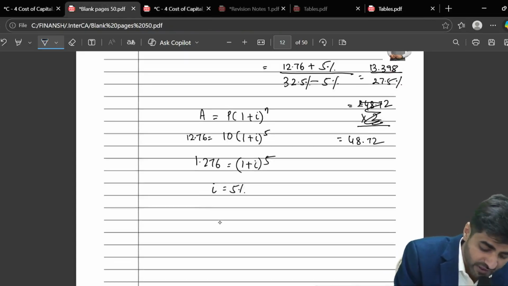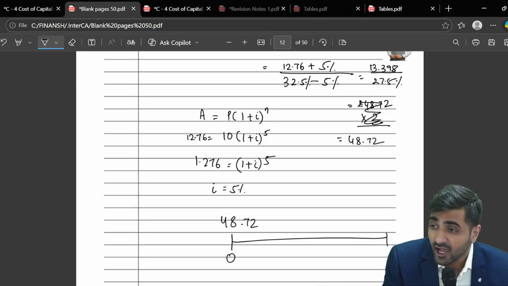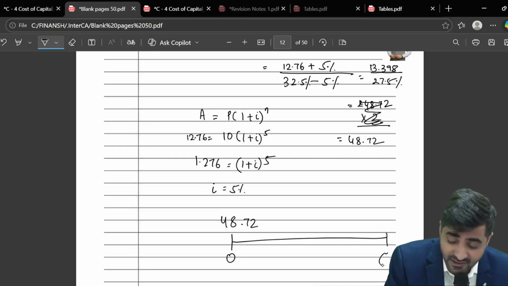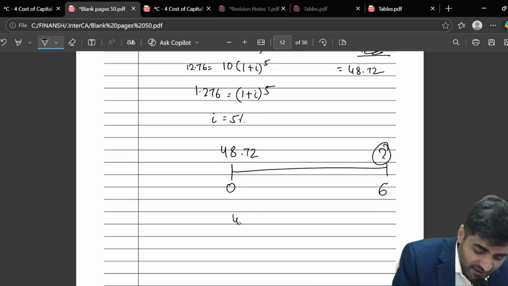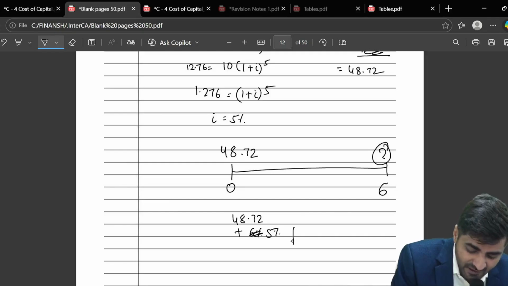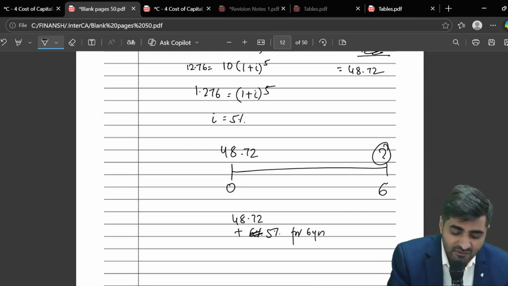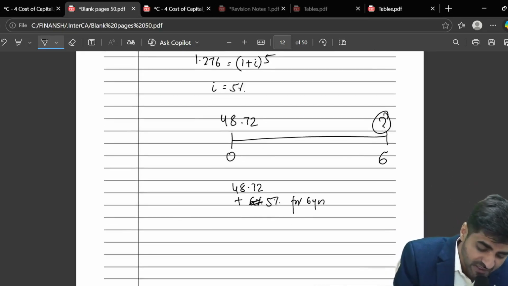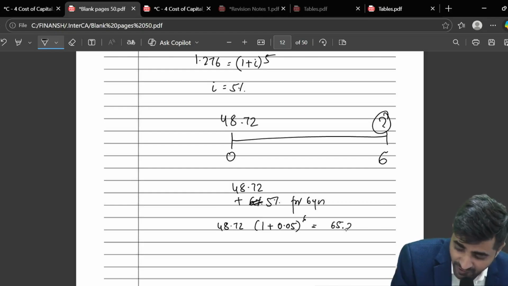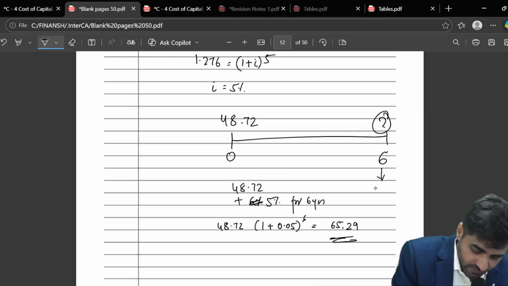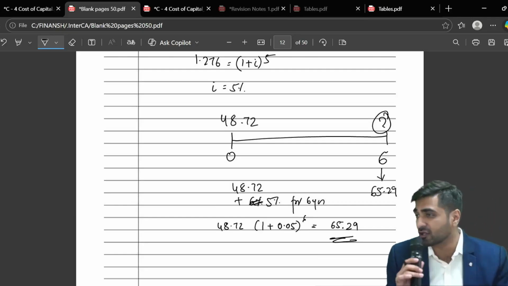So what you can do is, you can take 48.72, but this is the price what? This is the price today. I want the price at the end of which year? 6th year. So what is going to be the price at the end of 6th year? If I take 48.72 and add growth rate, 5% for 6 years. In example 3, we did it like this only, that's why I'm following this method. So which is 48.72 into (1 plus 0.05) raised to the power 6. So that will give you 65.29.